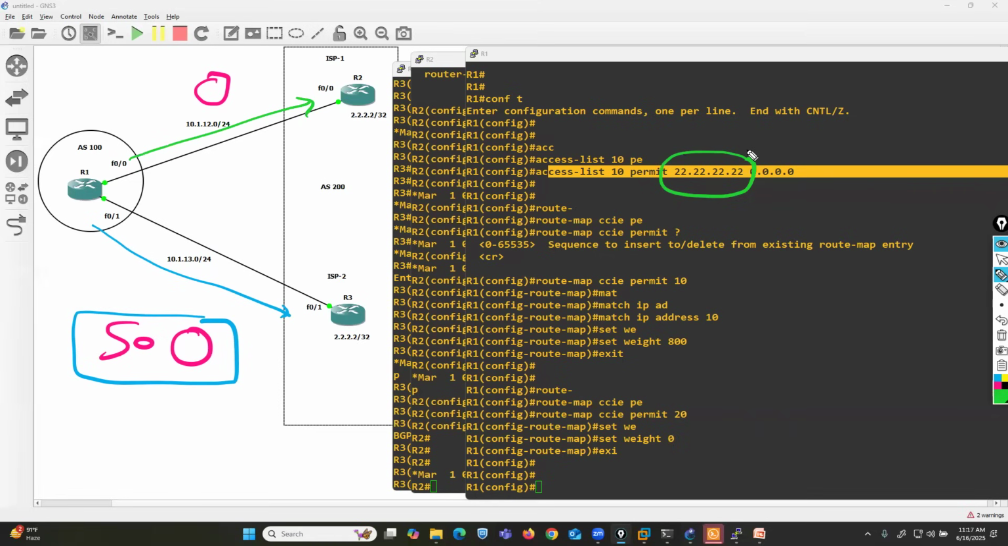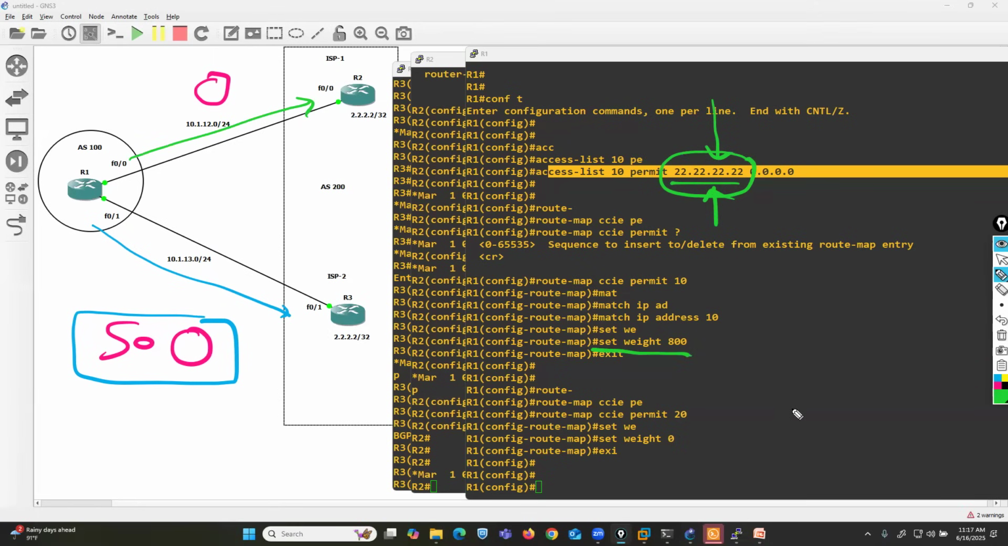So what am I using? A route map. If you remember the route map concept, in a route map we can use two command syntaxes: match and set. I'm trying to match 22.22.22.22, this particular route. If this route matches, set weight to 800.